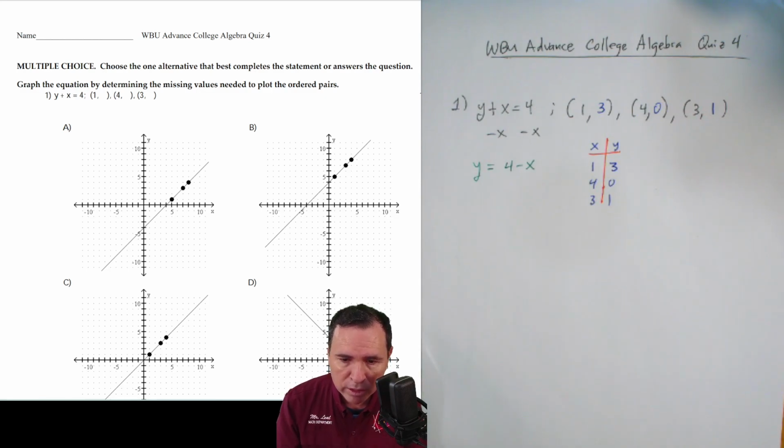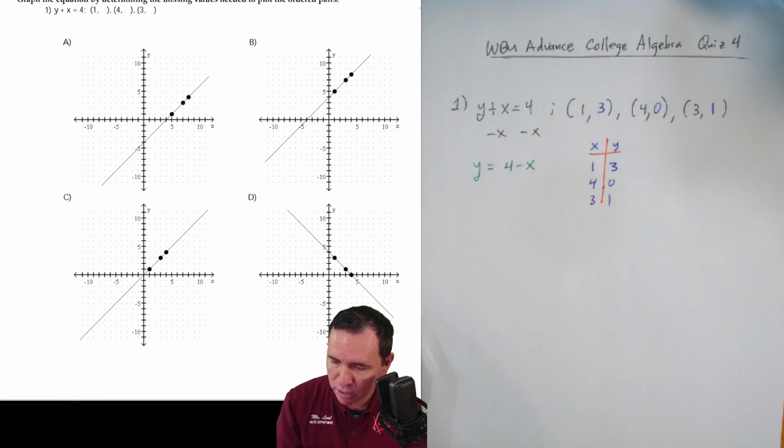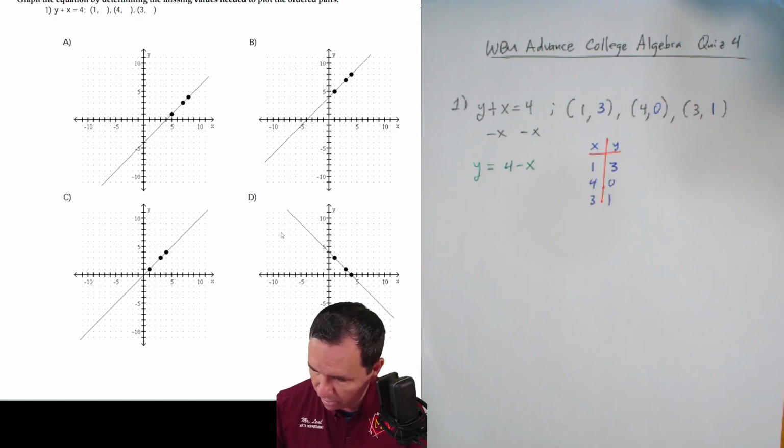All right? So let's take a look at our graphs, and we see that, let's see, 1 and 3 up, yes. Then 4, 0, and 3, 1. So I'm looking at letter D as my answer.